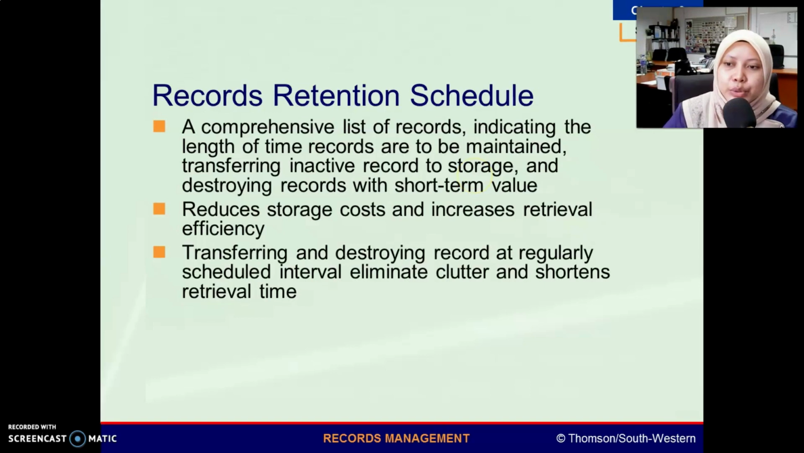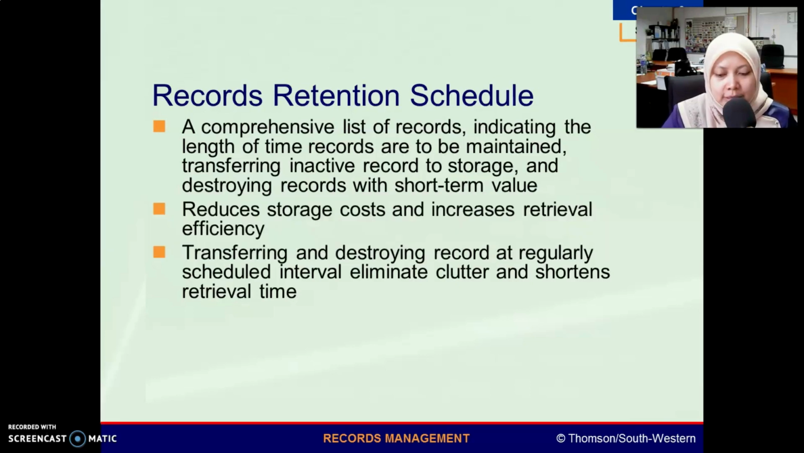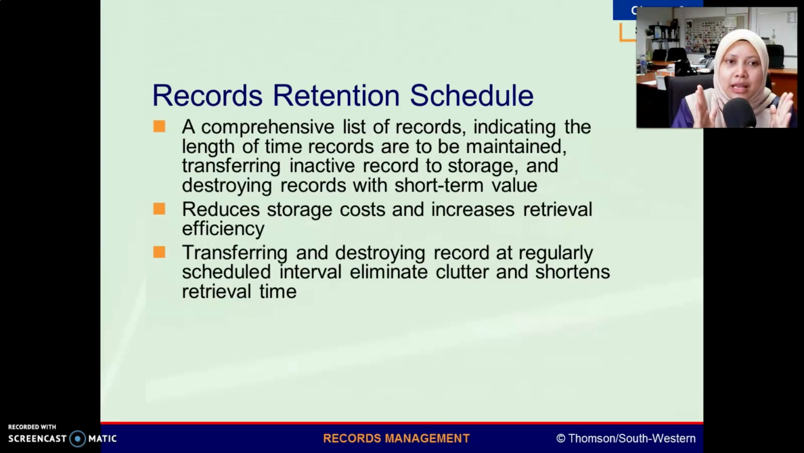Okay, and transferring and destroying a record at regularly scheduled intervals will eliminate the clutter and also shorten retrieval time. Maksud dia, kalau kita record ni, okey, boleh simpan berapa lama dekat active record. So, dia akan kena transfer dekat inactive record. Sebab apa? Kita nak kurangkan record-record yang tak berapa guna ke dalam inactive record. So, yang ada dekat active record storage, okey, adalah record-record yang aktif dan kita mudah untuk buat retrieval. Dan dia akan memendekkan masa untuk kita mencari record tersebut.